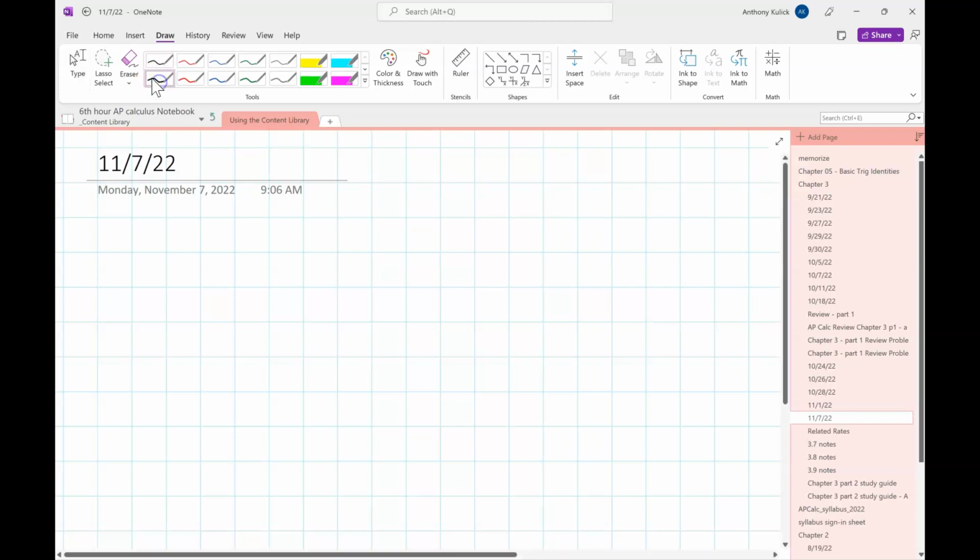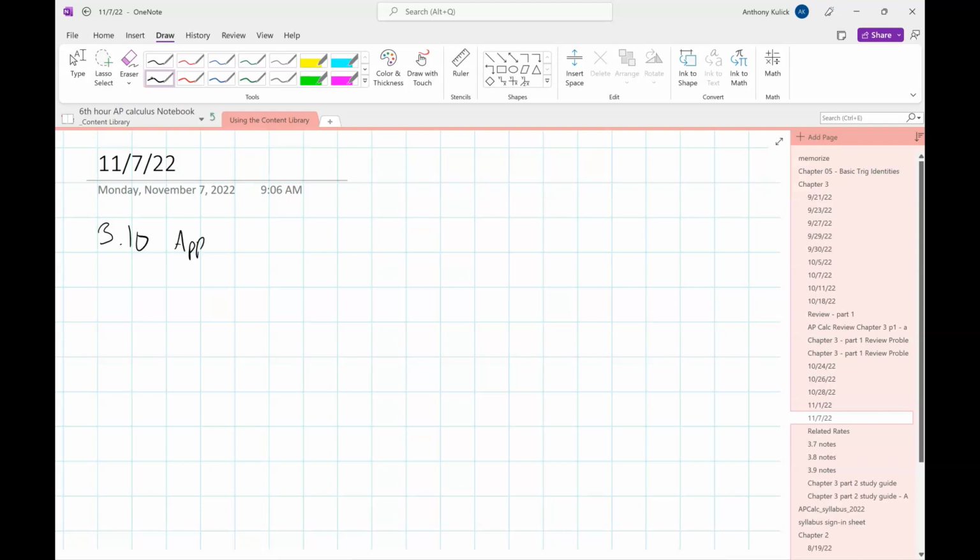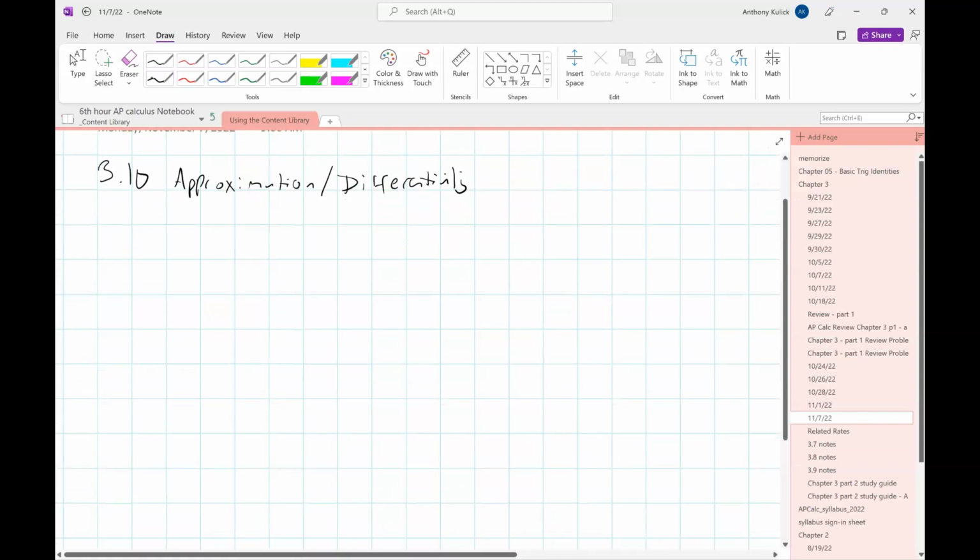3.10 is what we're going to do today. So this is about linear approximation and differentials. Now the textbook's notation on this stuff, I think, gets really kind of unnecessarily confusing. So here's kind of the general idea.